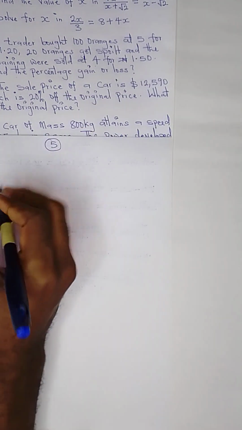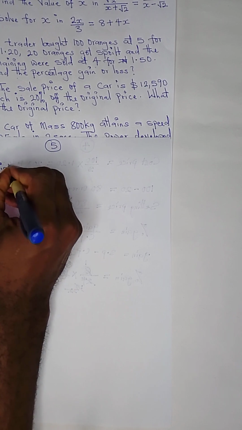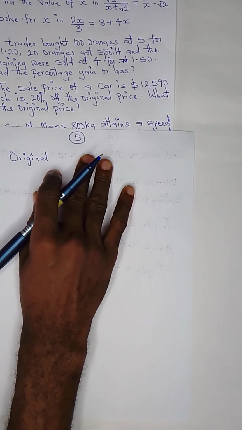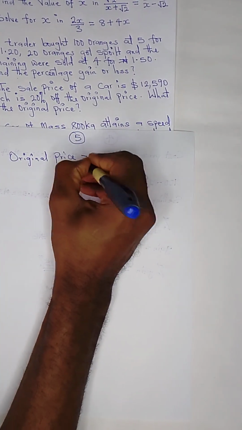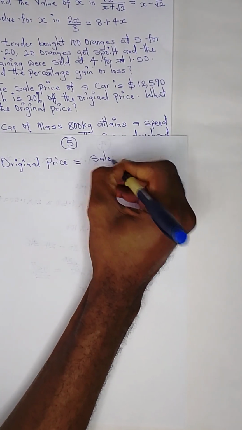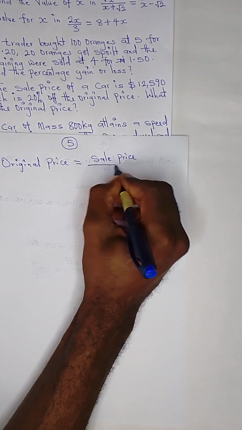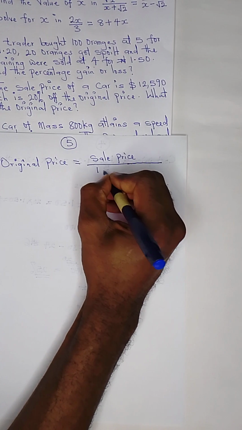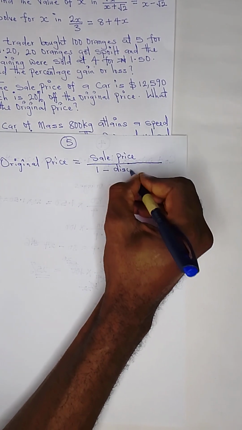Now, to calculate the original price, let us say that original price is equal to sale price all over 1 minus discount percent.